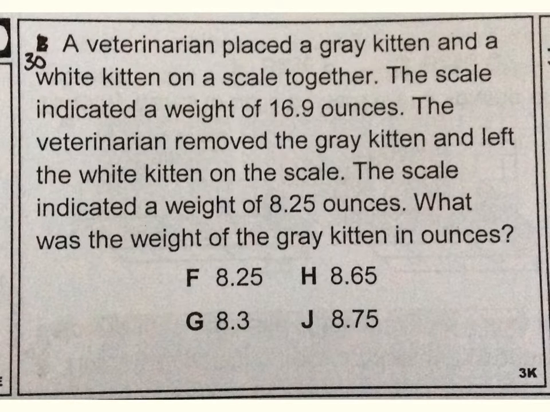Number 30. A veterinarian placed a gray kitten and a white kitten on a scale together. The scale indicated a weight of 16.9 or 16 9/10 ounces. The veterinarian removed the gray kitten and left the white kitten on the scale. The scale indicated a weight of 8.25 or 8 25 ounces. What was the weight of the gray kitten in ounces?